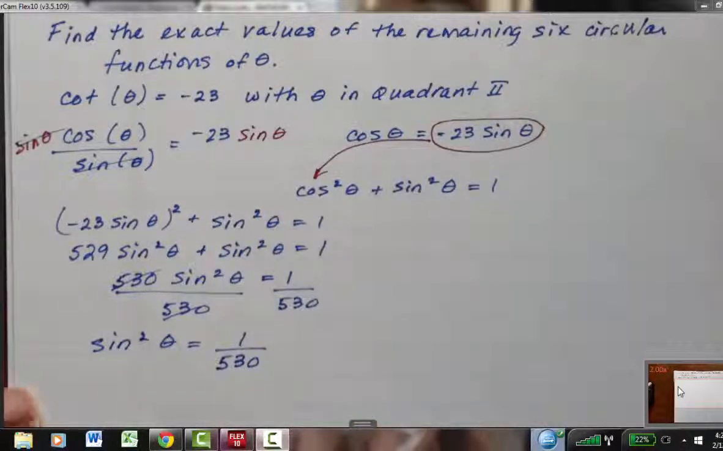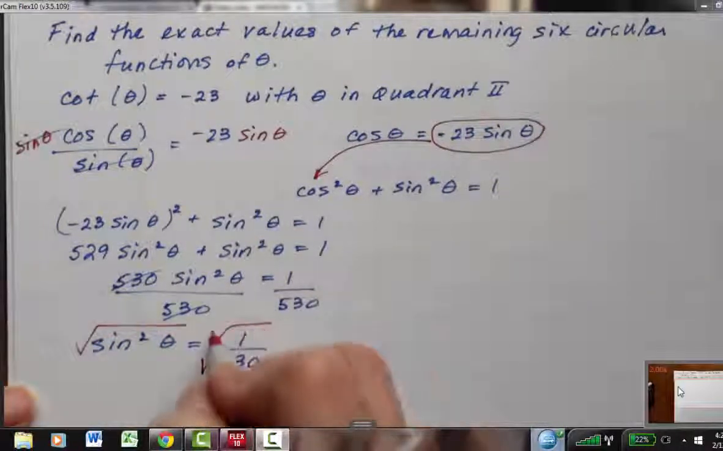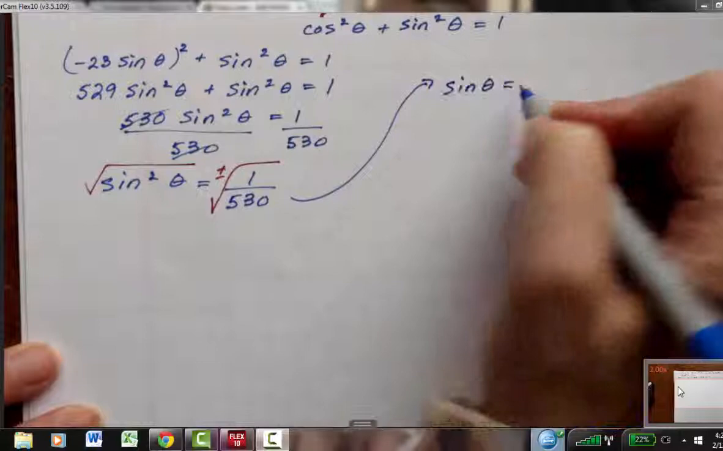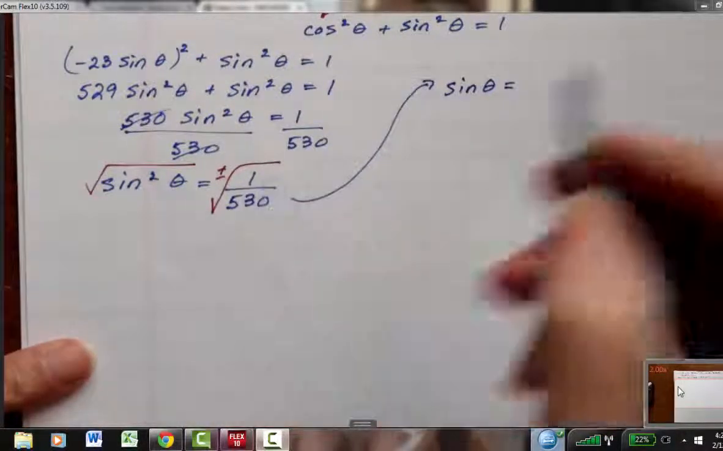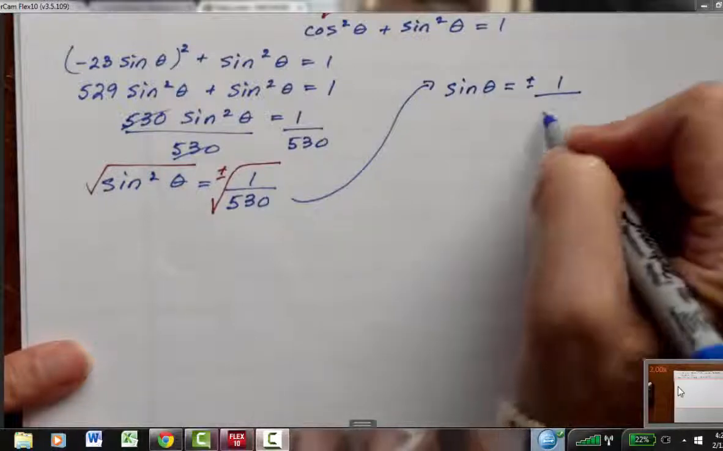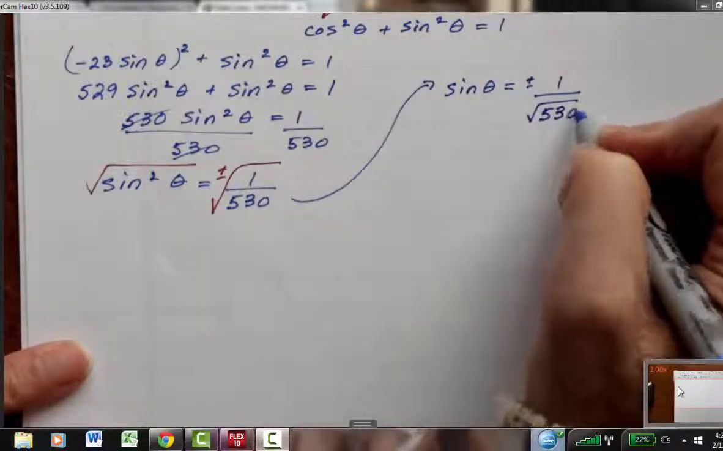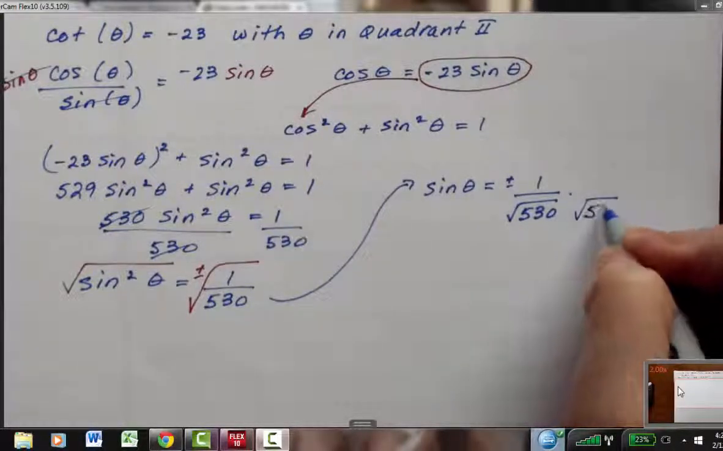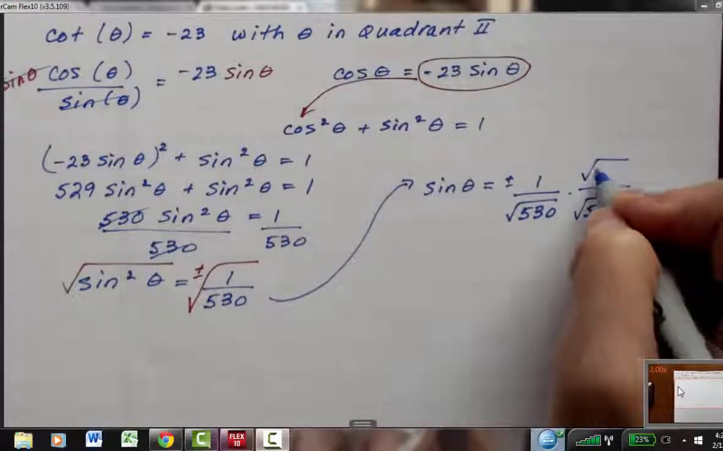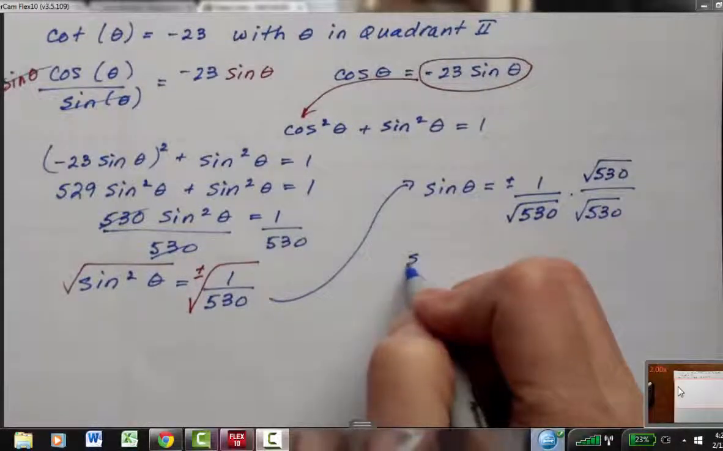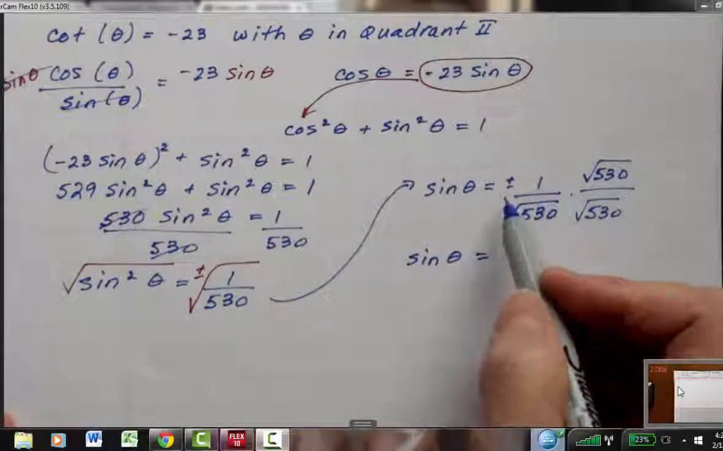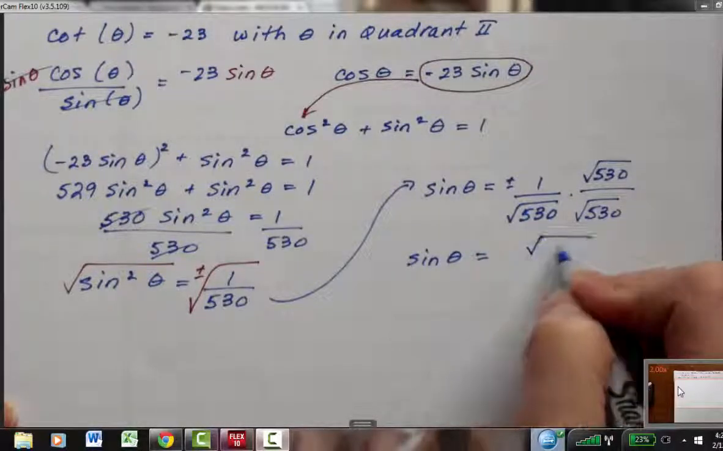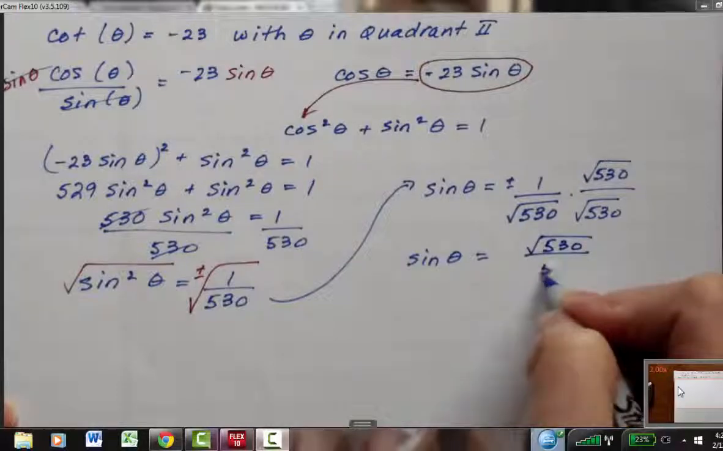And then I'm going to take the square root of both sides, and when I do that, remember that you're going to have both a positive and a negative answer, and I end up with sine theta equals, the square root of 1 is 1, so plus or minus 1 over the square root of 530. The square root of 530 cannot be simplified any farther, so all I need to do is rationalize the denominator by multiplying by the square root of 530 over the square root of 530, and I end up with sine theta equals, we'll worry about the plus and minus in a second. This becomes the square root of 530 over 530.